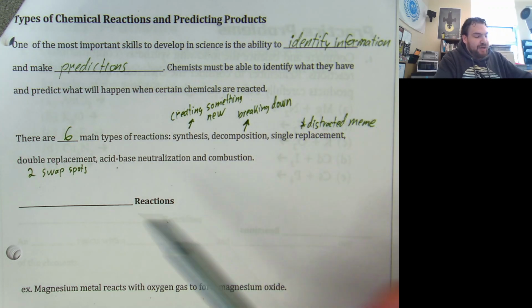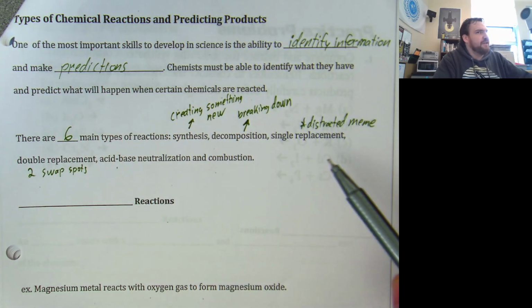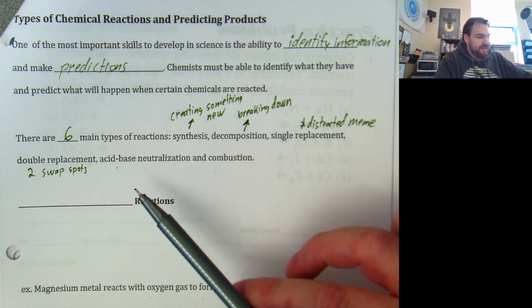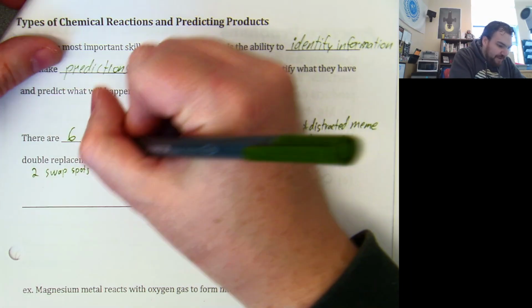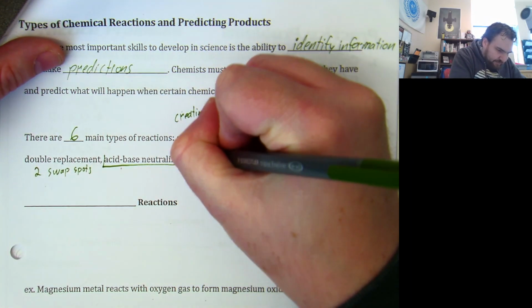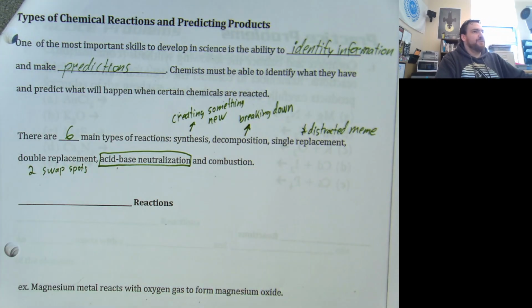Okay, double replacement is going to be a lot like single replacement. Two things are going to swap spots. Acid-base neutralization. We've done this one already. You take an acid, you take a base, you make water and a salt. That's what we did yesterday. If you were away yesterday, I'm sorry I didn't post the video. It'll go up today after school.